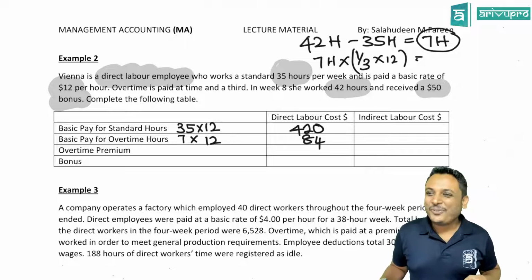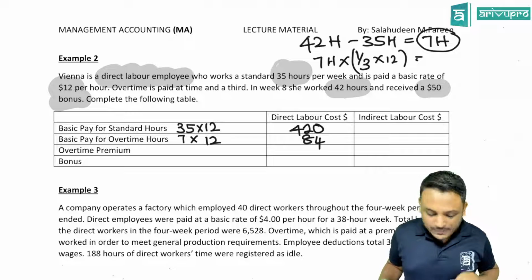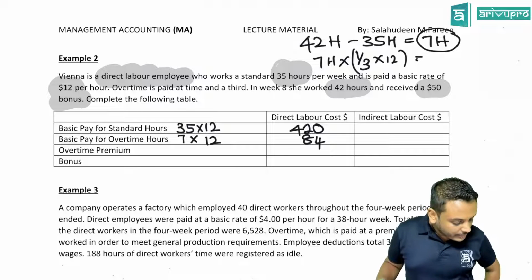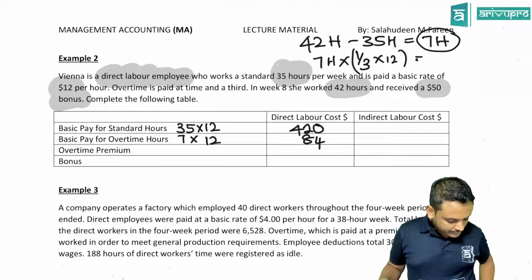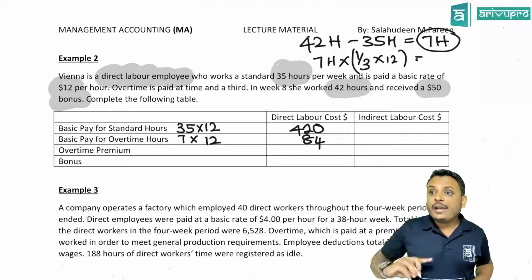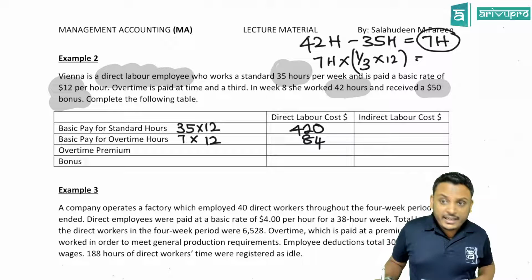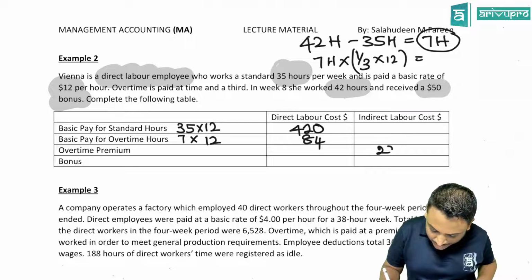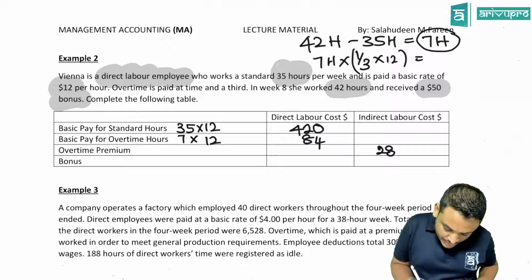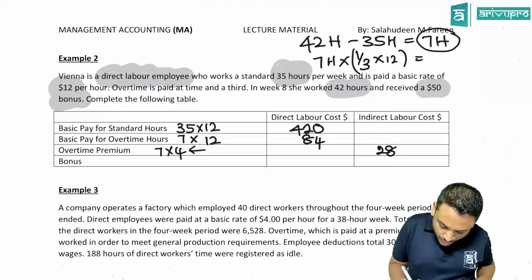1/3 of 12 is 4. Right, he's searching the calculator. 1/3 of 12 is 4, into 7, how much? 28. Direct or indirect? 28. Copy. So 7 multiplied by 4. How did I get this 4? 1/3 of 12. It's given.